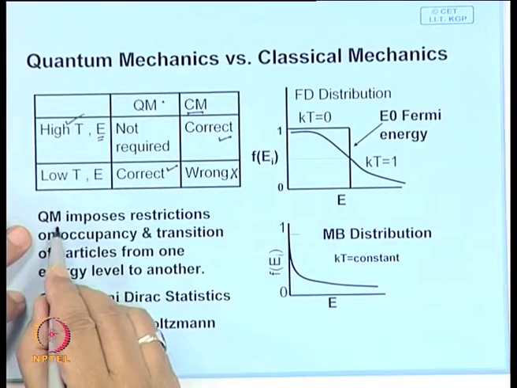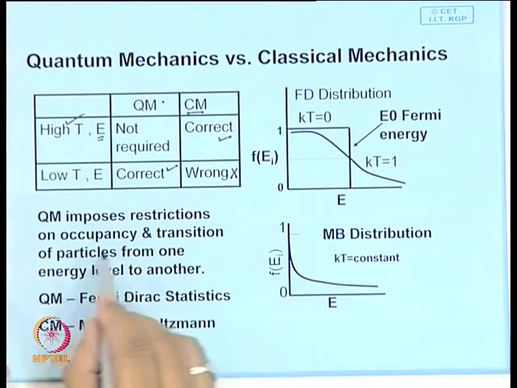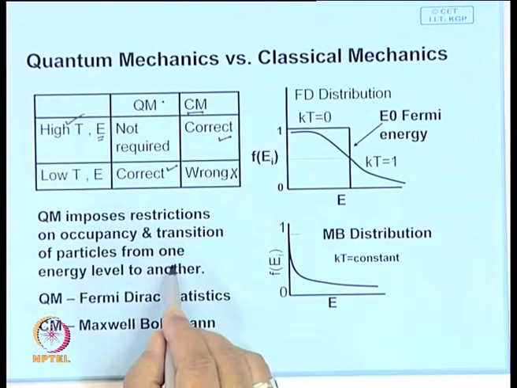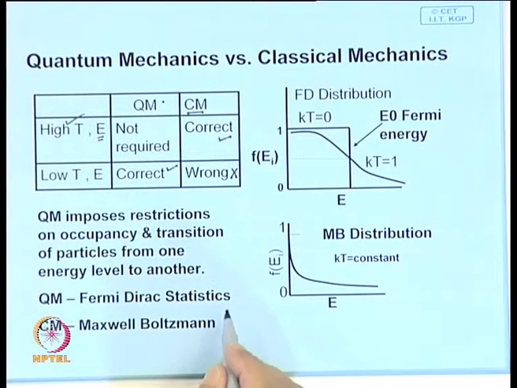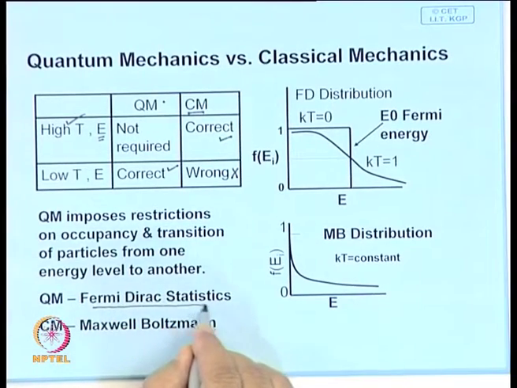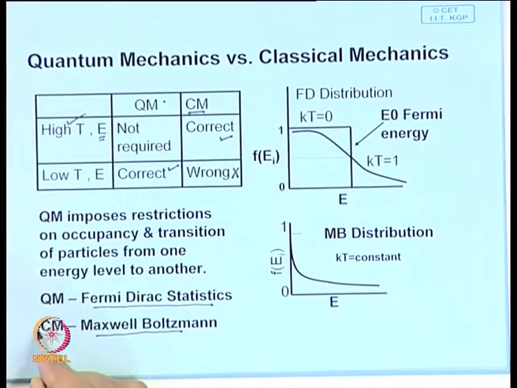Now, quantum mechanics imposes certain restrictions on occupancy and transition of particles from one energy level to another. And this is given by statistics: the probability of a particular orbit being occupied or filled up is given by a statistics called Fermi-Dirac statistics, in contrast to Maxwell-Boltzmann statistics, which is applicable in case of classical mechanics.